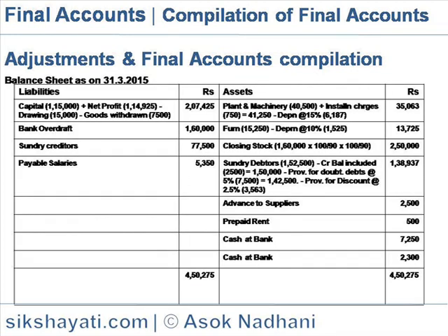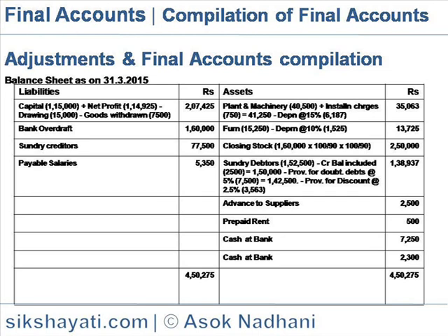Balance sheet. Now we compile the balance sheet from the above figures. The capital is 1,15,000 plus net profit carried from the profit and loss account, 1,14,925. Drawings is reduced, 15,000, and also goods withdrawn for personal use, 7,500. So the capital account is 2,07,425. Bank overdraft is 1,60,000, sundry creditors is 77,500, and salary payable is 5,350.